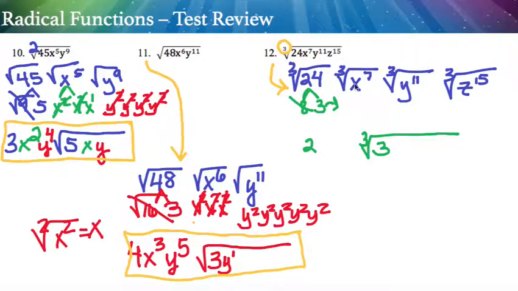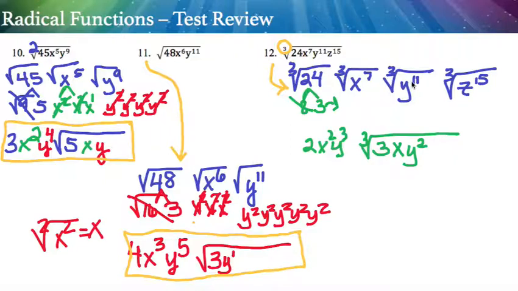Now all I have to do is the variables, but this time I'm looking for x cubes. So how many x cubes are in 7? I can get 2 of them, because 2 of them times 3 would make x to the 6th. So that's 2, and I've got 1 left over. How many y cubes can I get inside of y to the 11th? That would be 3, because 3 of them would make y to the 9th. So y cubed, and then I have 2 left over. Notice if I take 3 times 3, that's 9. 9 plus 2 more makes 11. So that's another way that I can check.